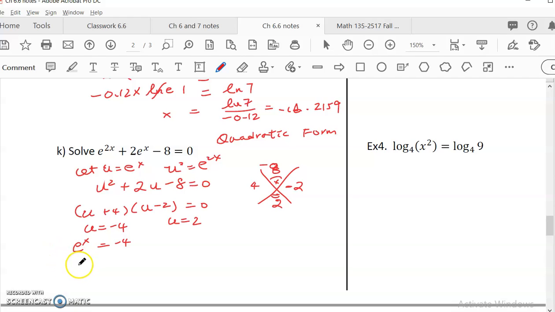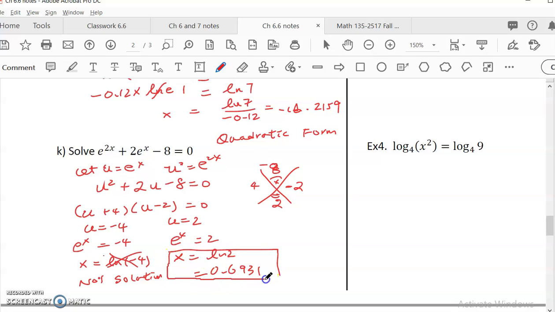So add ln on both sides. So x would equal ln of -4, which is undefined, right? It's undefined. So this is not a solution. ln cannot be that. And if I say e to the x equal to 2, I add ln on both sides. So x is equal to ln 2. And that is the solution. And ln 2, you can put in the calculator, is 0.6931. So this is the only solution.